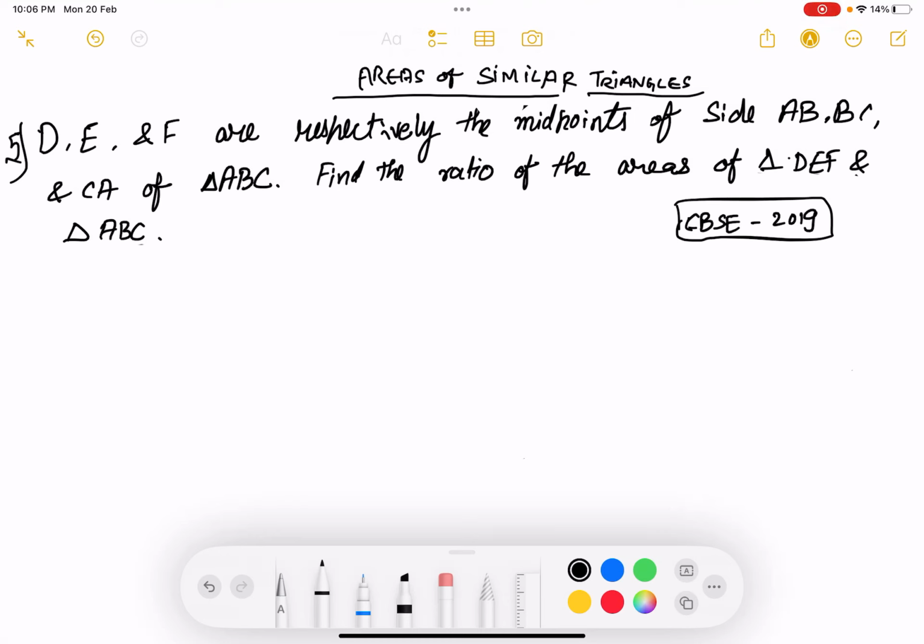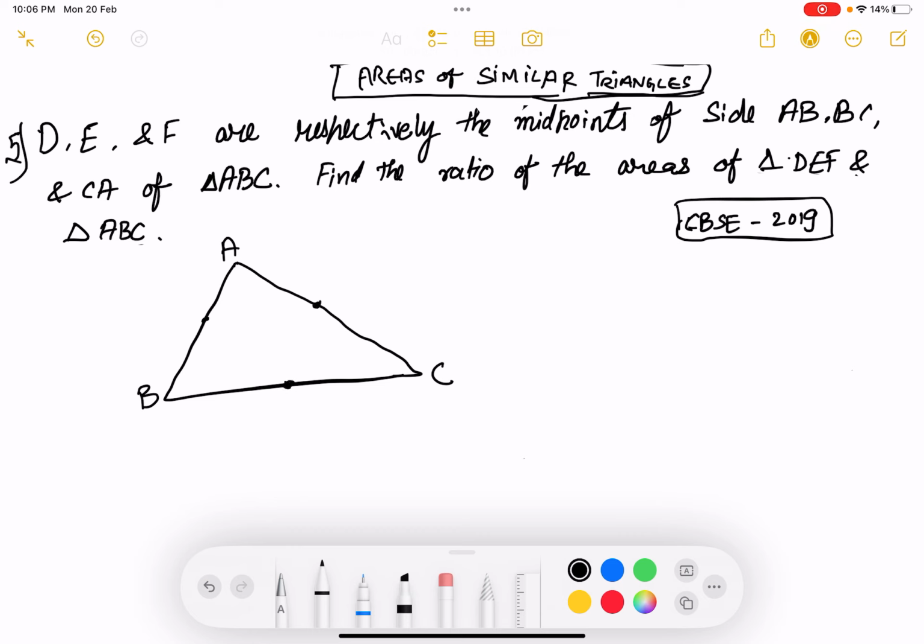So let's continue with the fifth example on the areas of similar triangles. In this question, we are given a triangle ABC. This is triangle ABC and DEF. This is D, this is E, and this is F; they are the midpoints of the sides AB, BC, and AC. And we are going to join these midpoints.